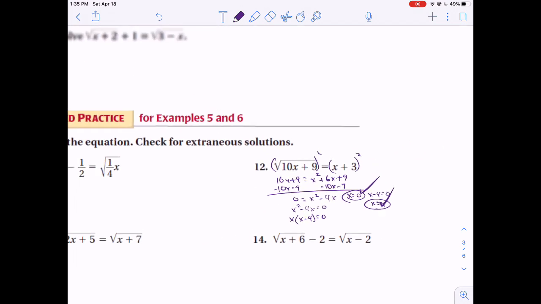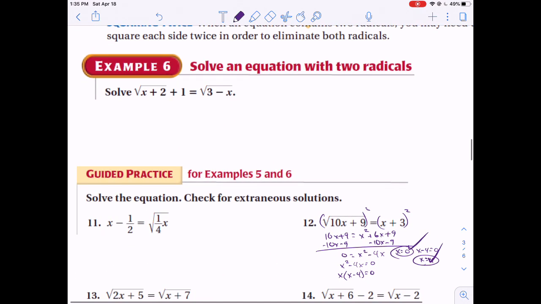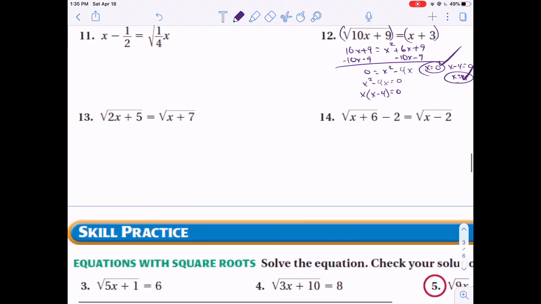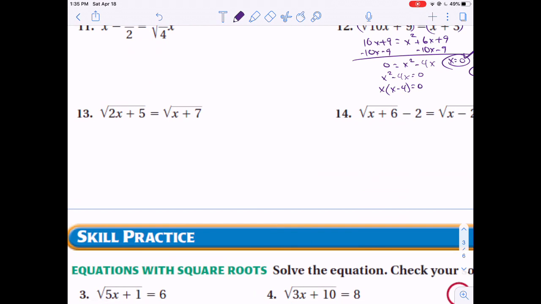All right, next thing you got to do is number 6. It says solve an equation with two radicals. Okay, we'll do an easier one because this one gets complicated. I wanted to show you one that's a little easier. Let's look at number 13. These can get difficult. We don't have time to get to the difficult ones. Let me just show you the easy ones. All right, look at number 13.